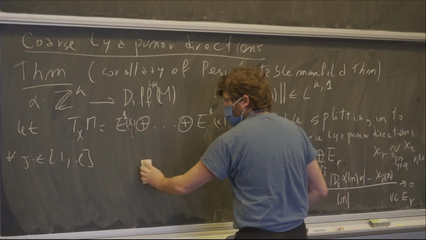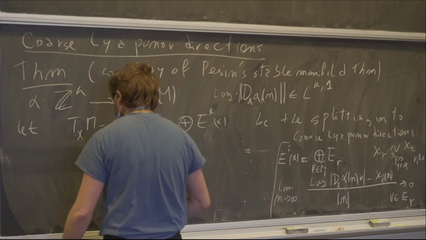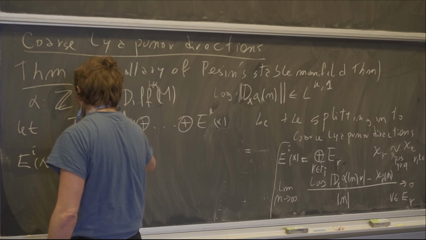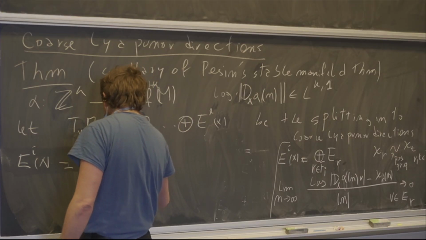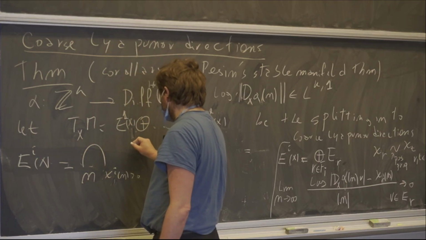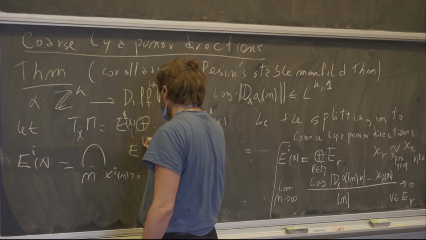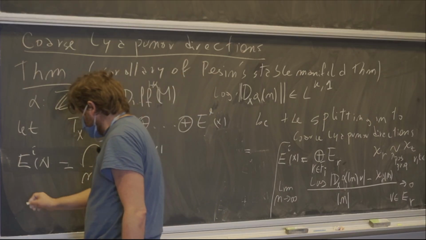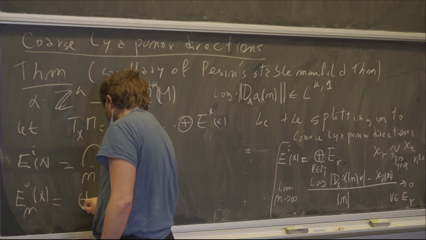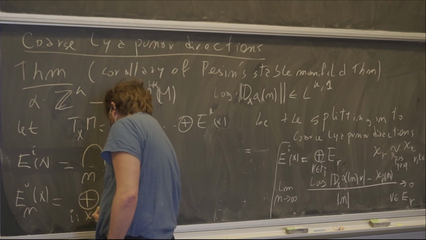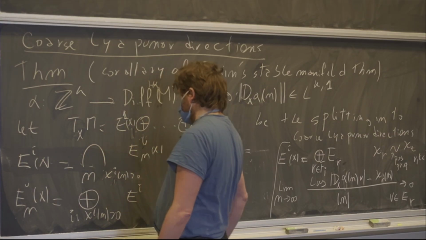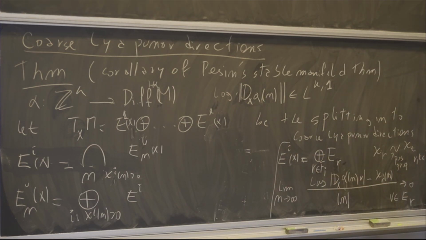Let's use another blackboard, because this is important. E^i of x is the intersection over all the n's such that psi^i of n is positive of E^{u,n}. But it's also true that E^{u,n} of x is the sum over all the i's such that psi^i of n is positive of E^i. So you have these two ways.